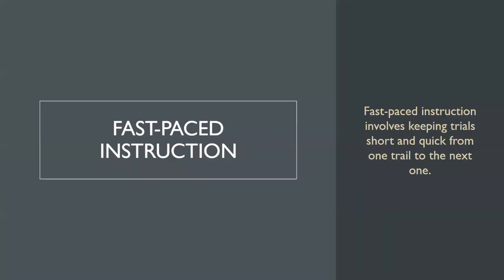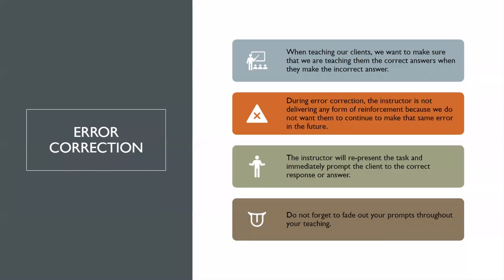Fast-paced instruction involves keeping trials short and quick from one trial to the next one. This helps the learner with fluency when learning a new skill or task. What is error correction? Error correction is when you want to make sure you are teaching your learners the correct answers when they respond with the incorrect response. During error correction, the instructor is not delivering any form of reinforcement because we do not want them to continue to make the same error in the future.